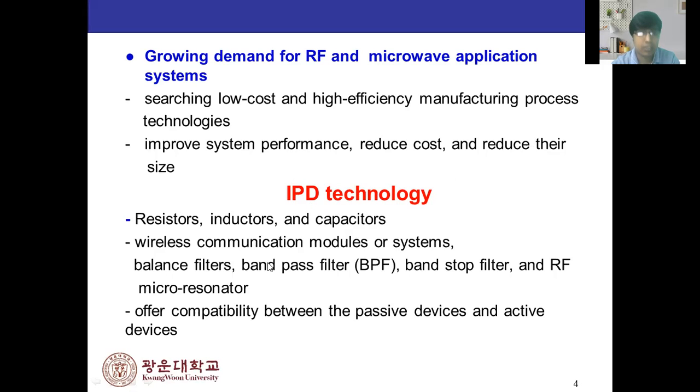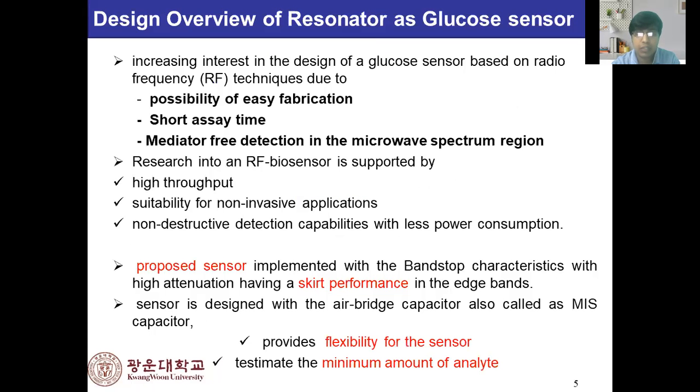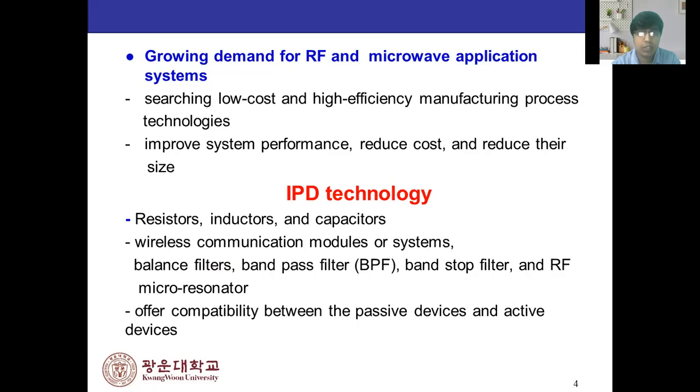Integrated passive device technology makes it possible to integrate different resistors, inductors, and capacitors into a single device or module through IPD manufacturing. In wireless communication module systems, it also helps produce passive device applications such as balun filters, band pass filters, band stop filters, and RF microresonators. IPD technology offers compatibility between passive devices and active devices within the same device, and it is also effective for biosensing. That is why IPD technology is important.